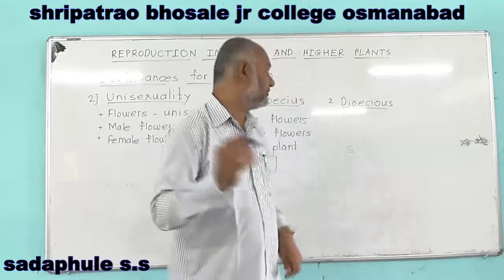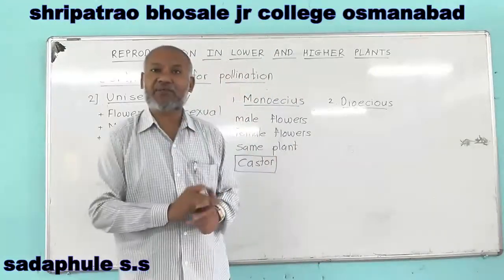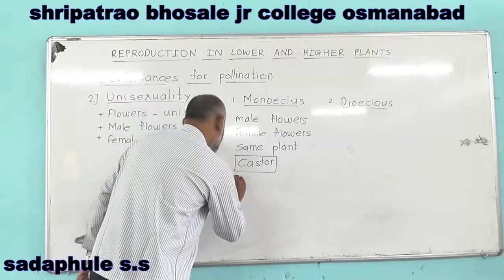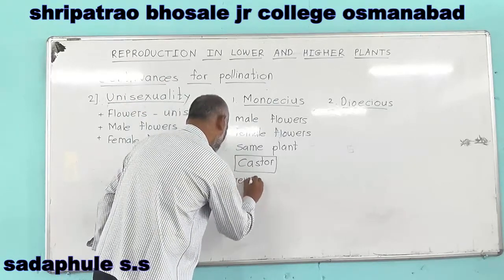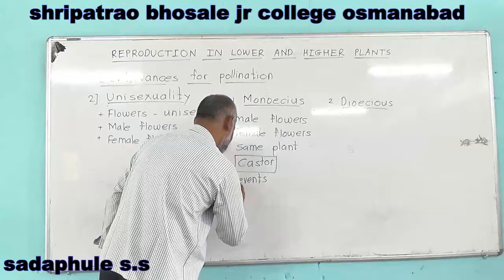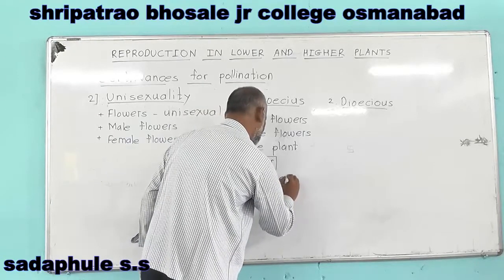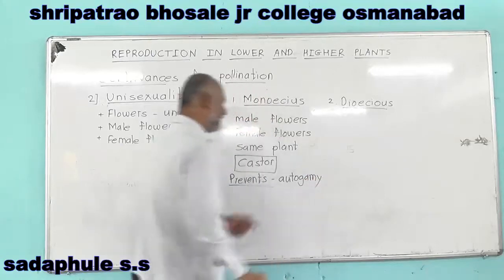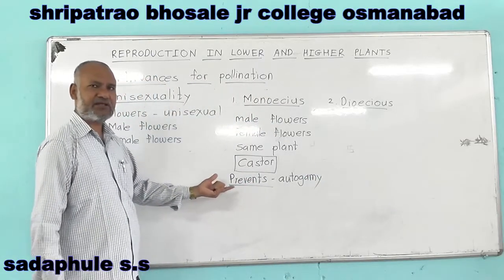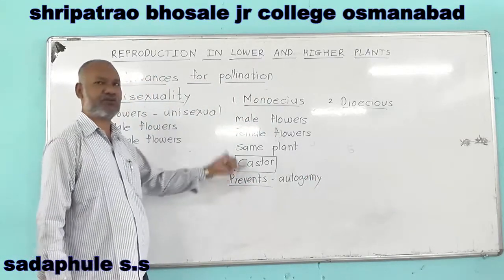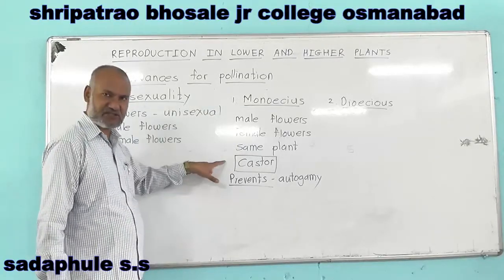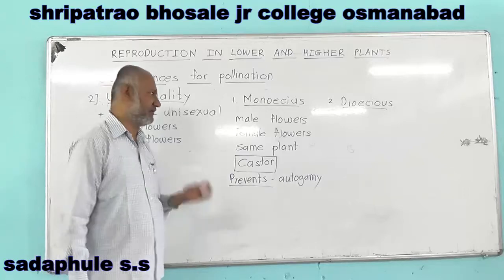Okay, and we know about self-pollination. Self-pollination is of two types, that is autogamy and geitonogamy. This condition prevents autogamy, but it cannot prevent geitonogamy. Okay, monoecious condition, castor or another example, cucurbita.